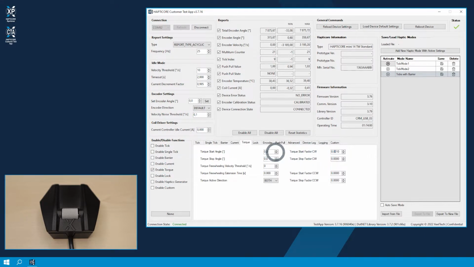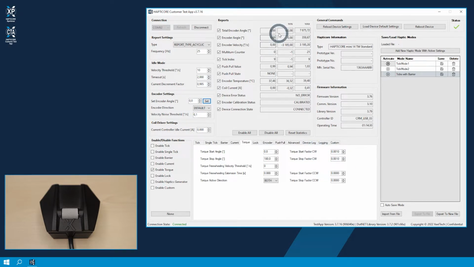And as with other haptic modes, we also have the option of defining a range for torque and current in which the function should be active, for example from 0 to 180 degrees. As soon as we define a stop angle here, our stop factor is also activated. If we set the same factor here as for the start factor, then the resistance remains the same over the entire corridor. So let's test this right away.